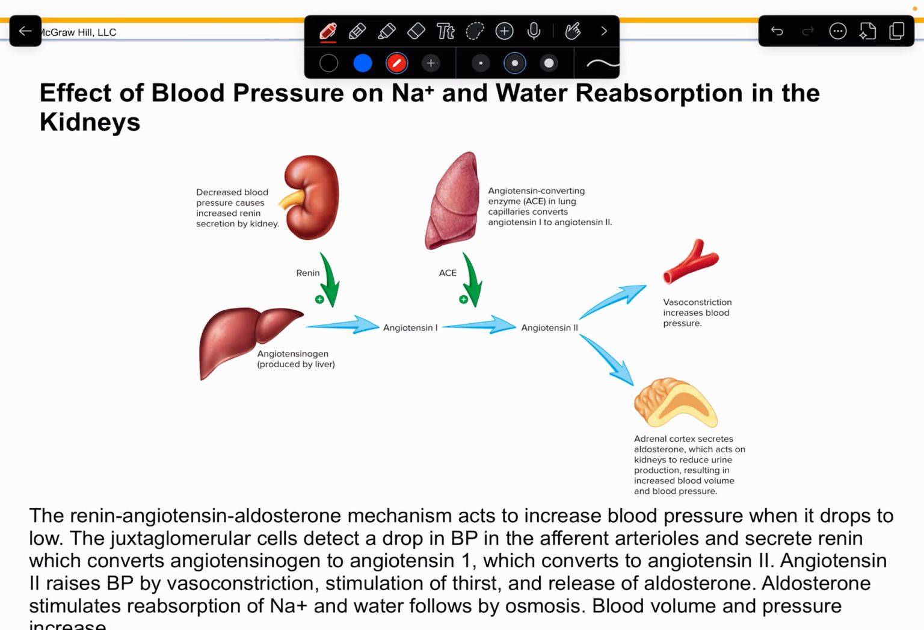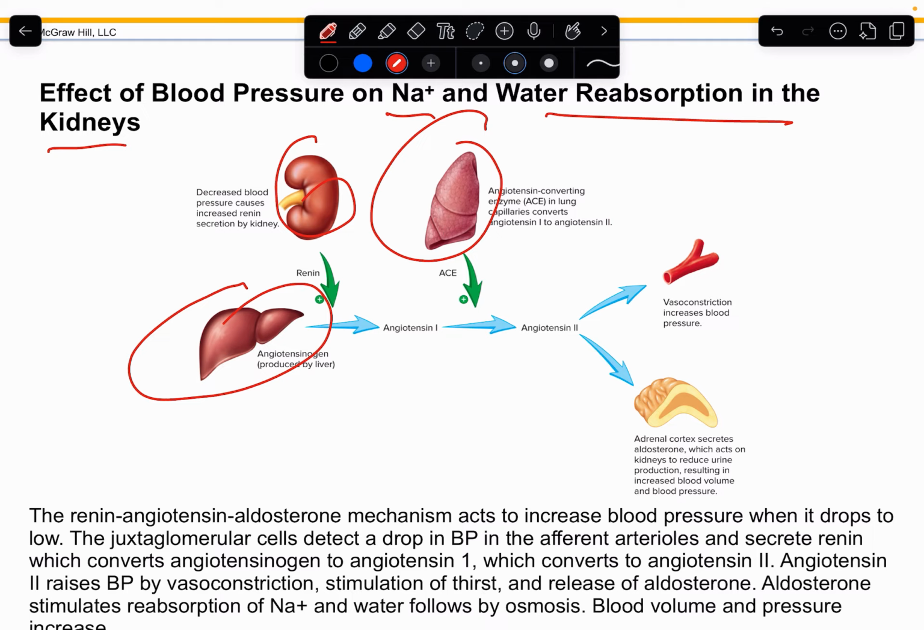Blood pressure affects sodium and water resorption in the kidney. So this is the kidney, lungs, liver, blood vessel, and the adrenal gland above the kidneys, which should look like this structure.